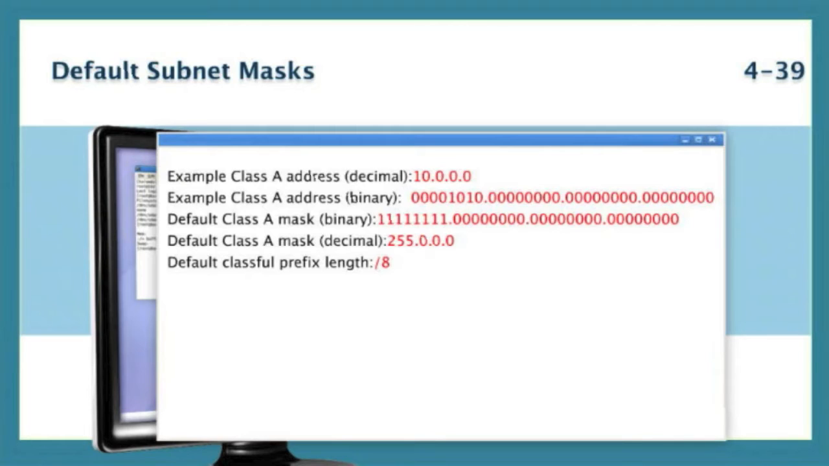Now, that is going to make for a default subnet mask of all ones in the first octet. So what do we have for a default mask for a Class A? Well, we have 255, 0, 0, 0. Makes sense, right? Yeah, of course.